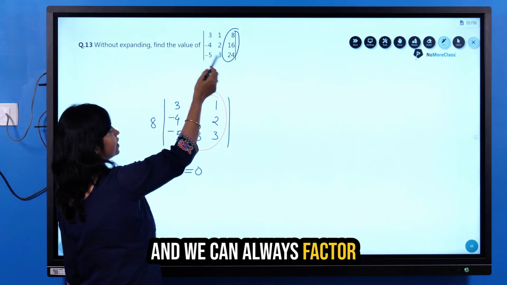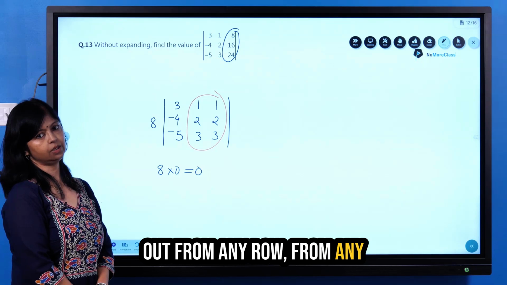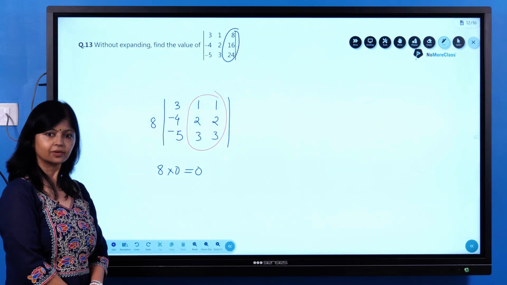And we can always factor out any scalar quantity from any row or any column.